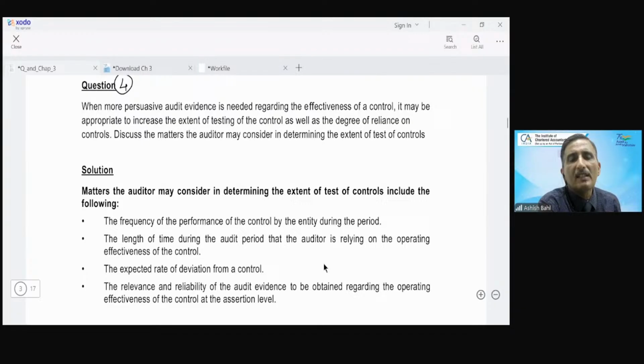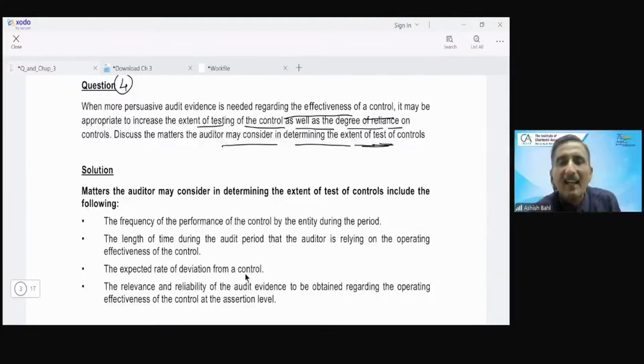So the language is slightly different. When more persuasive audit evidence is needed regarding the effectiveness of control, it may be appropriate to increase the extent of testing of control as well as the degree of reliance on controls. Discuss the matters that the auditors may consider in determining the extent of tests of controls. So when the auditor needs more persuasive evidence regarding the effectiveness of controls, which factors would he consider?